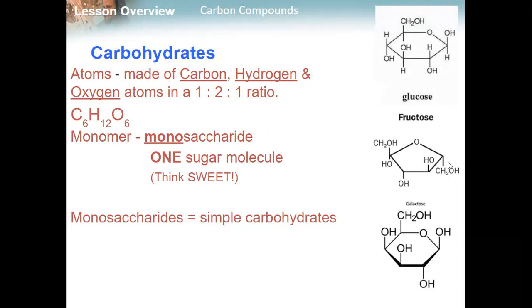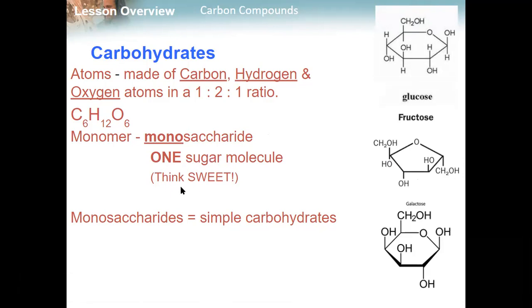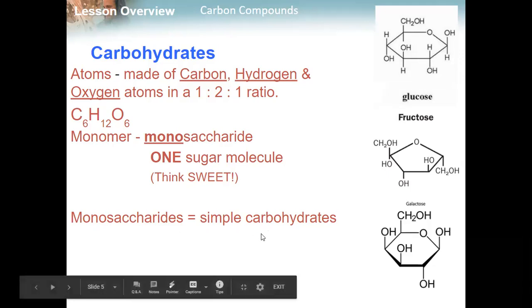Just like we did with lipids, scientists draw lines, or in this case, they draw hexagons or pentagons to represent sugars. So monosaccharides is just one sugar molecule, and they're found in things that are sweet. So when you think of monosaccharides, they're simple carbohydrates. They're sweet, and they're only one sugar molecule.